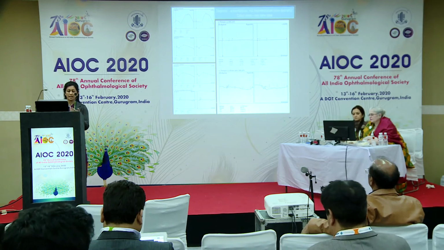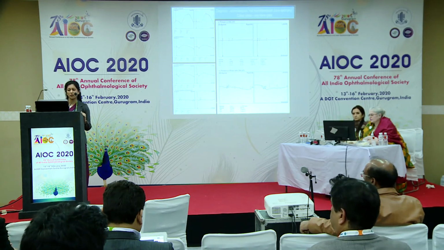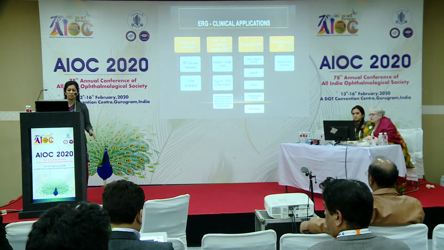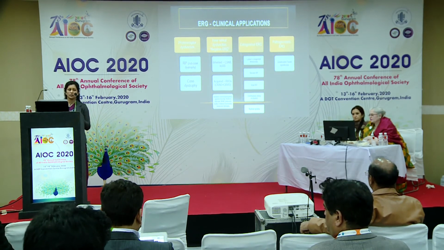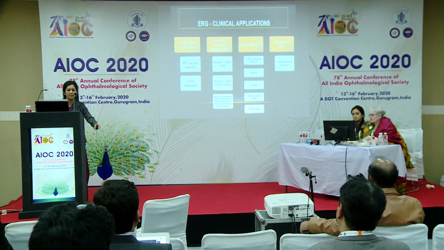So as ma'am was saying, there are a lot of blink artifacts usually in these patients. In this patient there wasn't one. So coming to clinical applications of ERG, whenever you suspect photoreceptor dysfunction, which can be in the rods or cones or both, or inner retinal dysfunction, the classic negative ERG, then you must ask for a full field ERG.